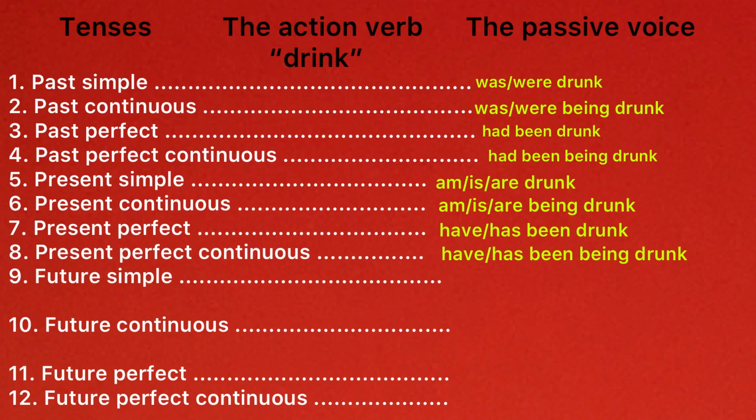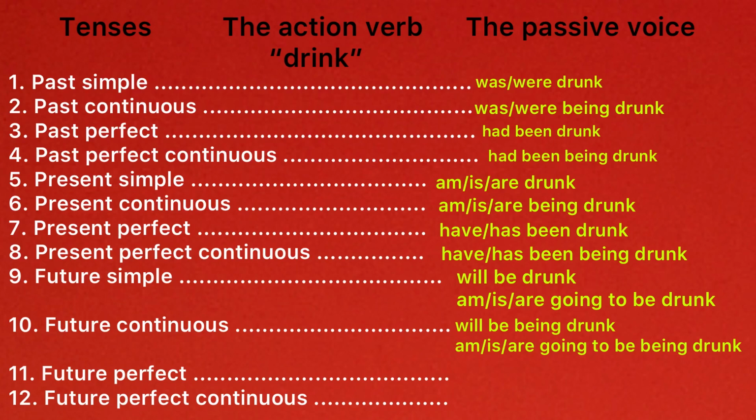Future simple of drink is will be drunk or is, am, are going to be drunk. Future continuous of it is will be being drunk or is, am, are going to be being drunk. Future perfect of it is will have been drunk. Future perfect continuous of drink is will have been being drunk.